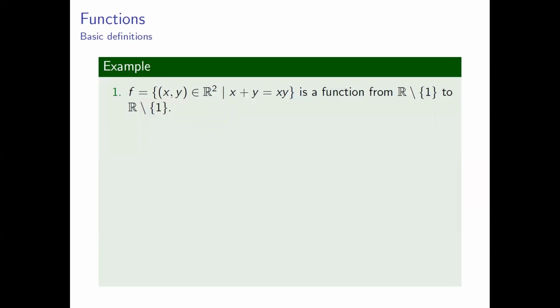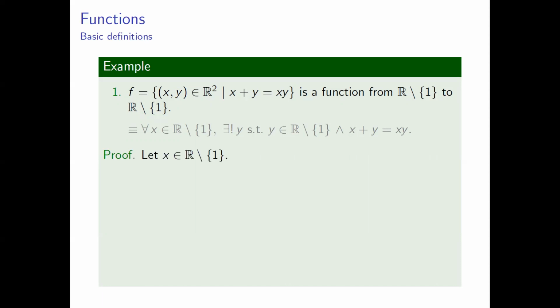Consider the relation f consisting of all ordered pairs (x, y) of real numbers satisfying the equation x + y = xy. We claim that this is a function from the set of all real numbers not equal to 1 to the set of all real numbers not equal to 1. This is equivalent to the condition: for any element x in the set of all real numbers not equal to 1, there is a unique element y in the set of all real numbers not equal to 1 such that x + y = xy.